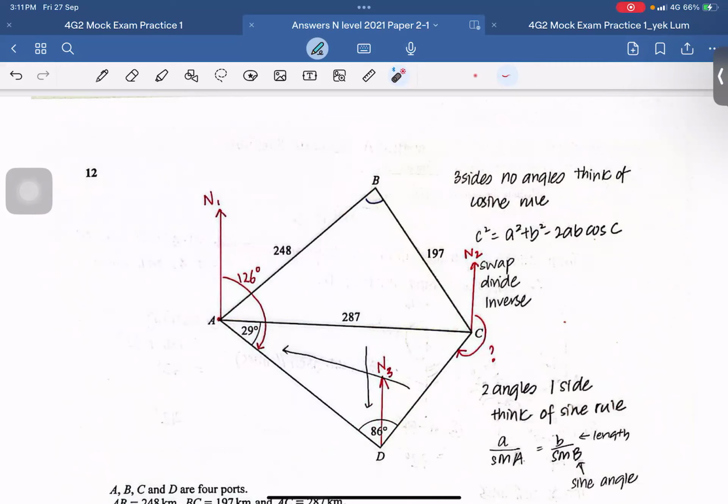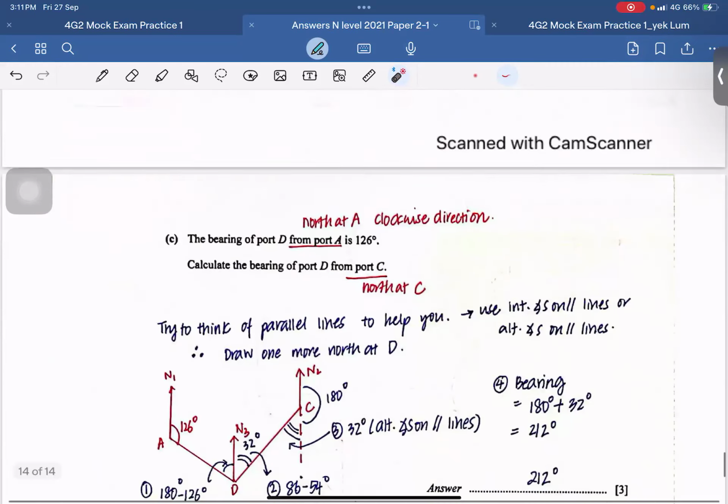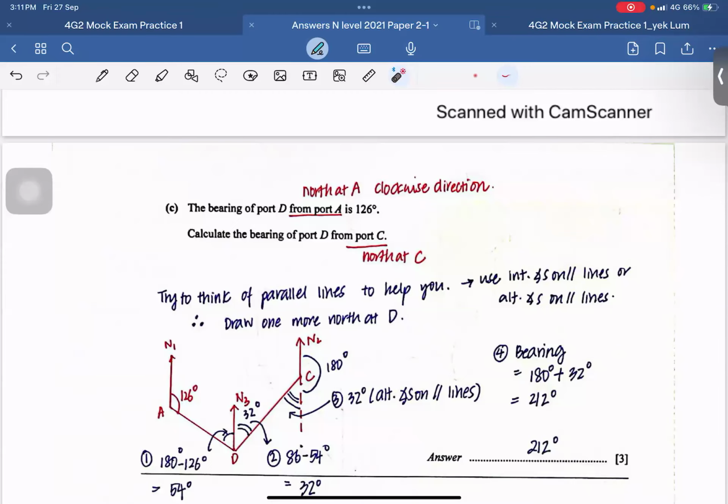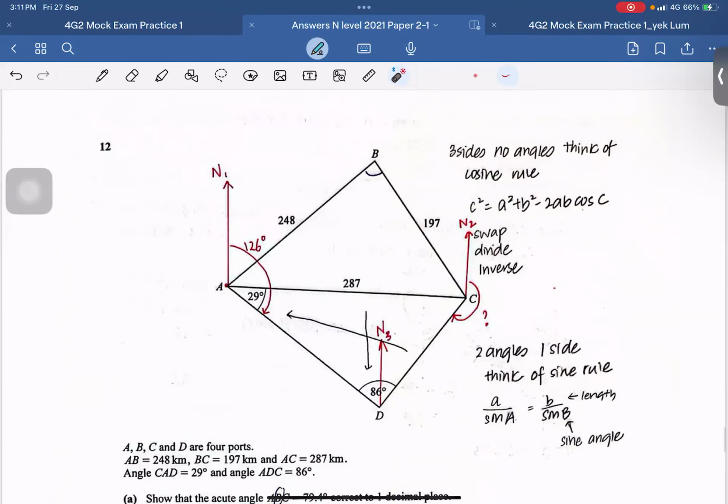Then you mark the interior angles that you need to find. Okay, then they give you the bearing of port D from A, which is 126. D from A, from the point A, all from north all the way to the point here. So this whole angle is 126.